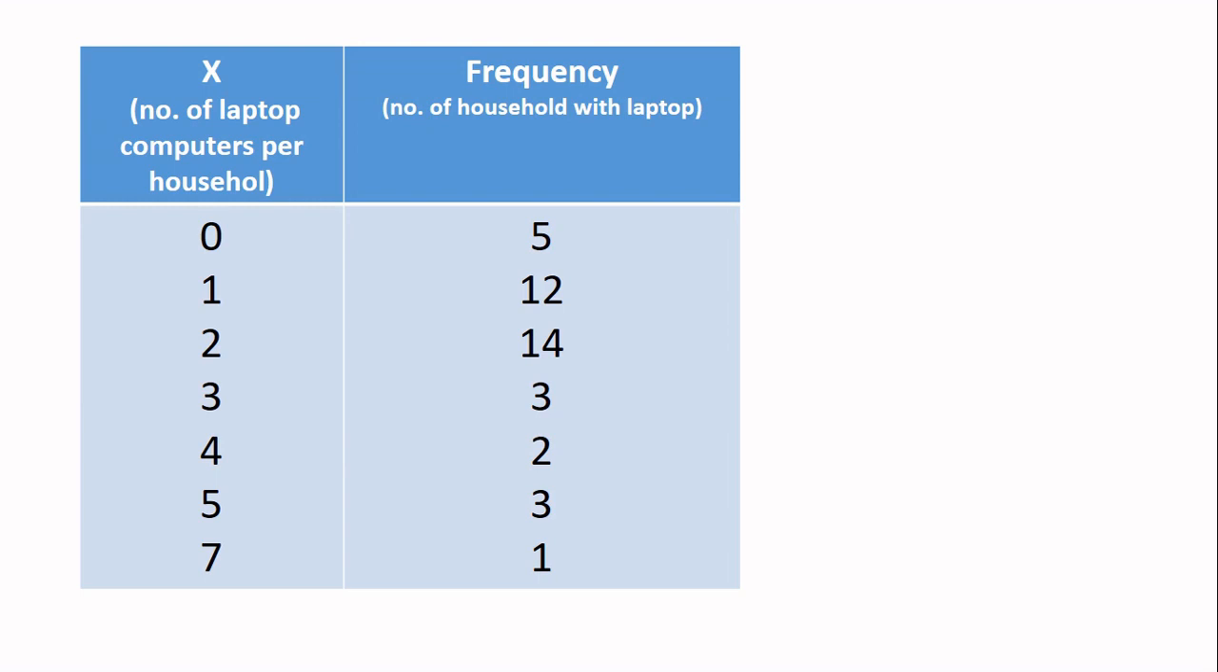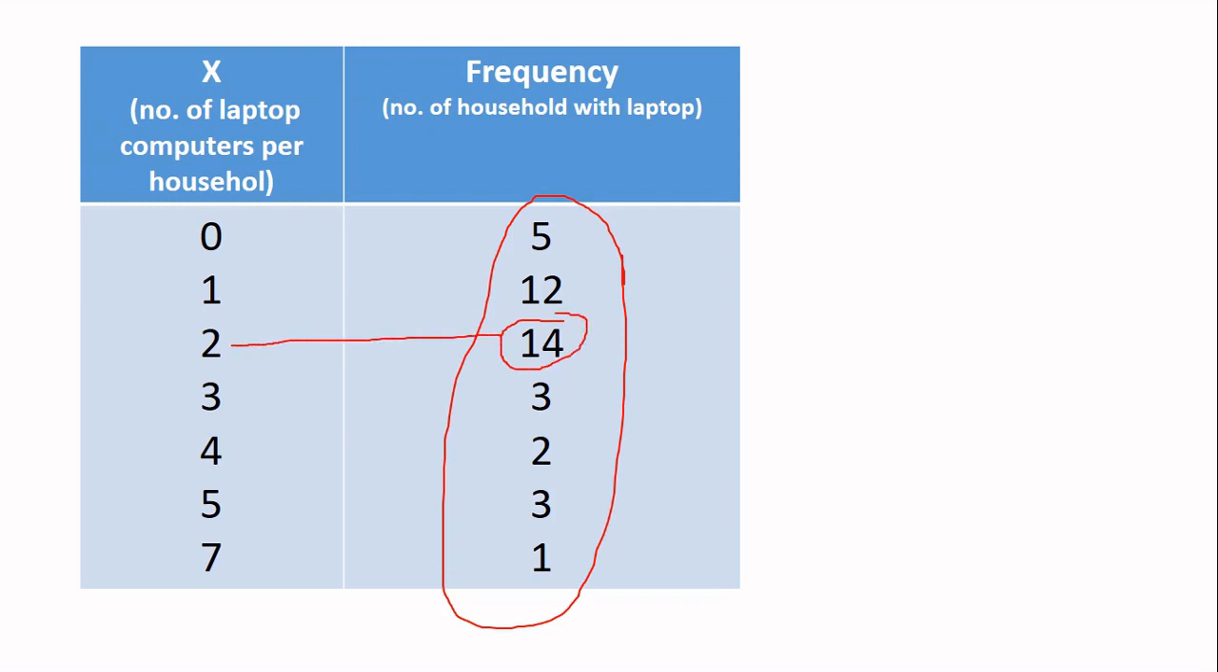So first, the mode. Ang mode kay mao ang pinakadaghan nagbalik-balik or pinakadakong frequency. So tan-awon na nato diri sa frequency na column. So ang pinakadako is ang 14. So meaning ang imuhang mode is ang 2. So ang atong mode which is 2.